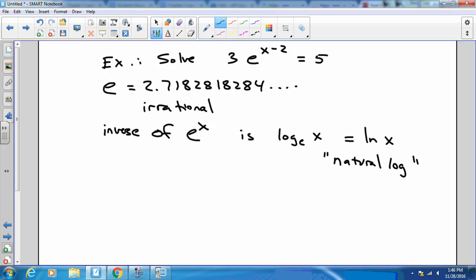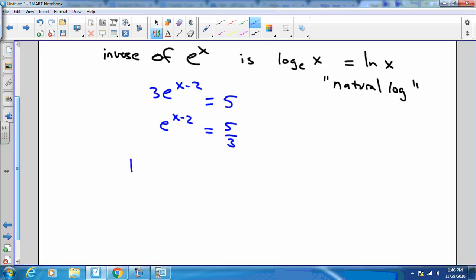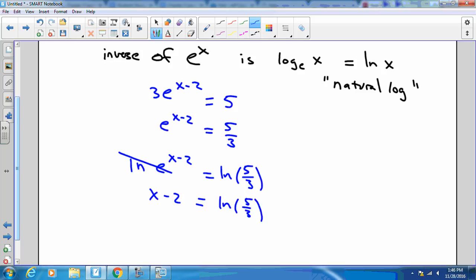So if we're solving here, then we're going to do the exact same plan that we had previously. We're going to isolate the exponential. So here's my original equation. We're going to isolate the exponential by dividing both sides by 3. And now we will take the natural log of both sides as the inverse of e to the x. These cancel, giving me the exponent, which is x minus 2. And now you can add 2 to both sides to get your solution, which again is a perfectly good number, and I don't need a decimal approximation.